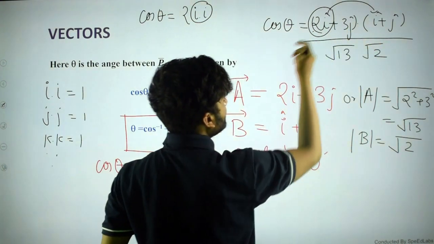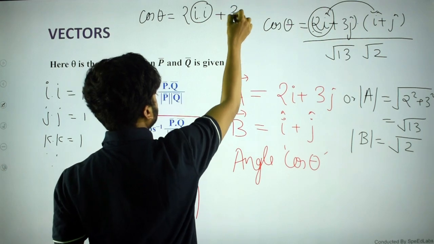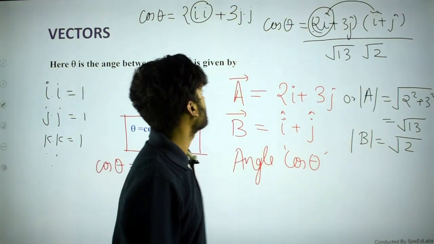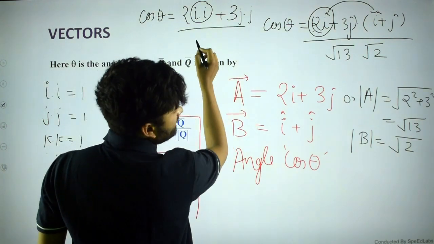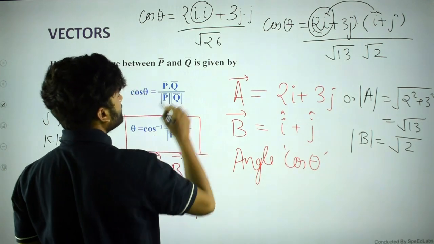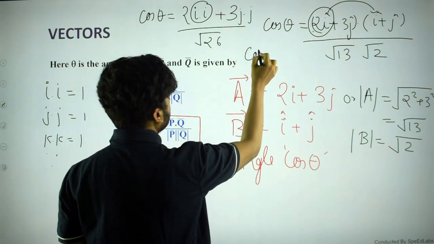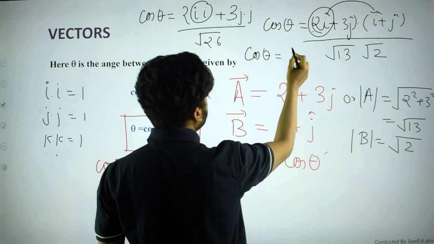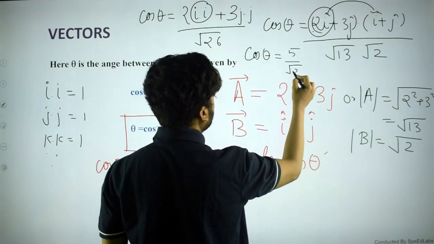3 into 1, that is 3, and j is basically 3, so that will be 3 into j dot j. Now it is basically root 26. So what is the answer of this? cos theta is equal to 2 plus 3, that is 5 by root 26.